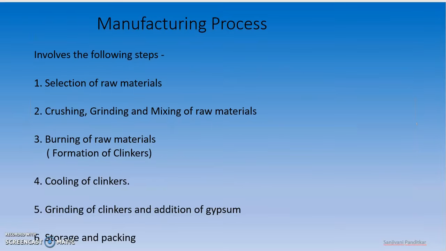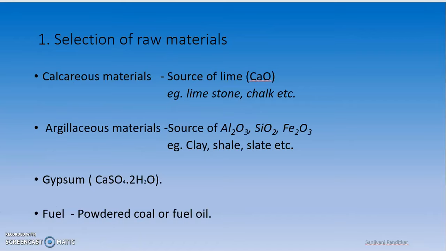Now, about the process, the manufacturing process of cement involves various steps which are given here, that is selection of raw materials, crushing, grinding and mixing of raw materials, burning of raw materials, which leads to formation of clinkers. Next step is the cooling of those hot clinkers, then grinding of clinkers and addition of gypsum, and last step is storage and packing.